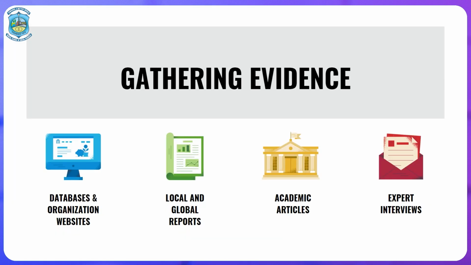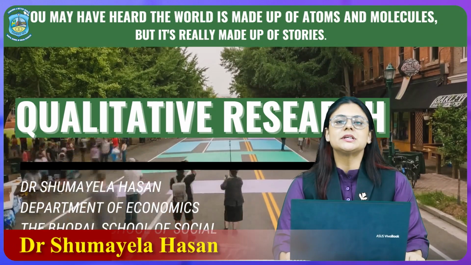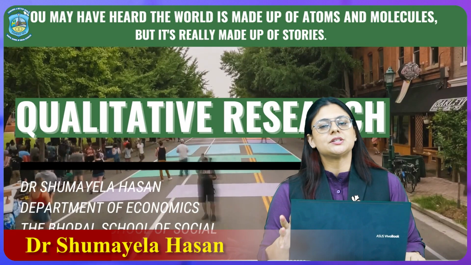So where do we gather the qualitative data? The qualitative data, or we can say the attributable data, can be collected with the help of databases and organization websites. It can be collected with the help of local and global reports. Academic articles are a good source of qualitative data, and of course experts' interviews. This is all about the different types of qualitative research that we have.